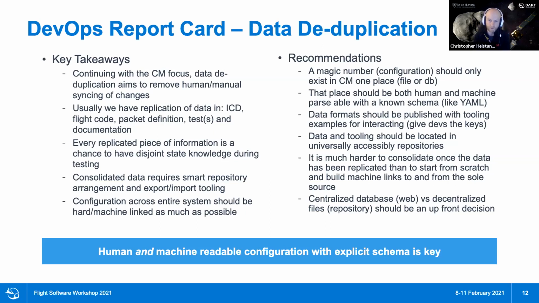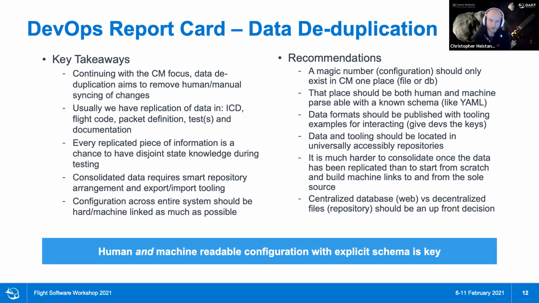This also ties into the need for some sort of smart repository management, preferably machine linking. Published formats are very important. Whether it's a standard or an internal published format, having data that is just esoteric is really, really hard to deal with, especially if you're a different team. Tooling needs to accompany that data and needs to grow with that data if that data is changing.